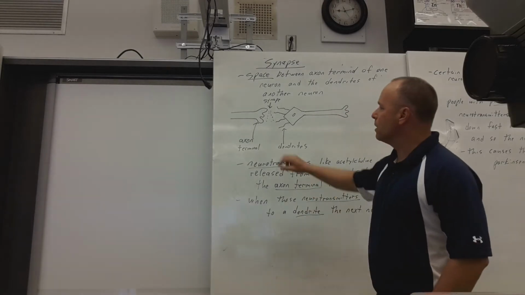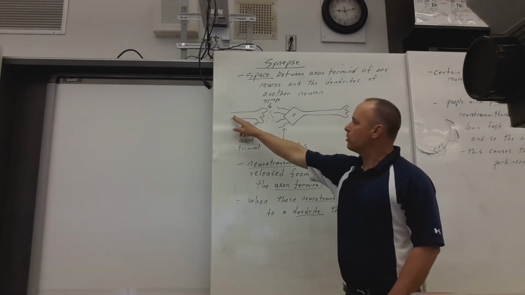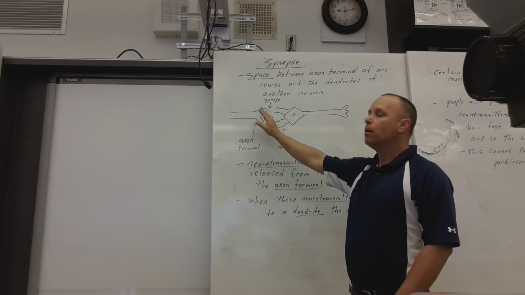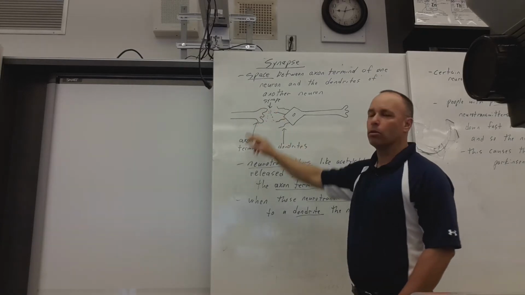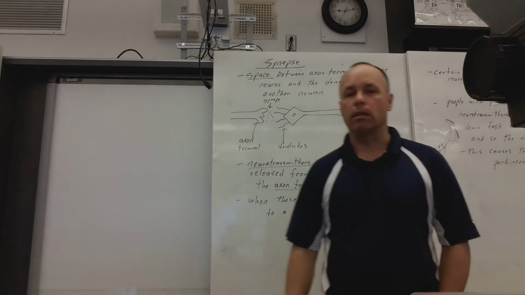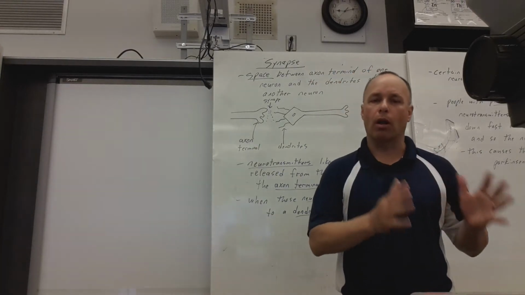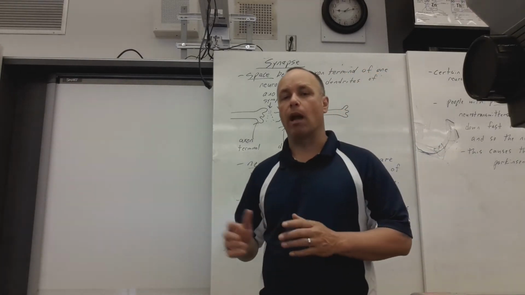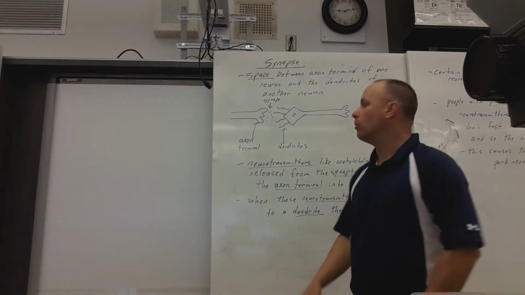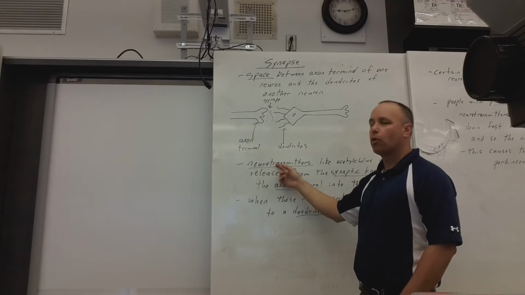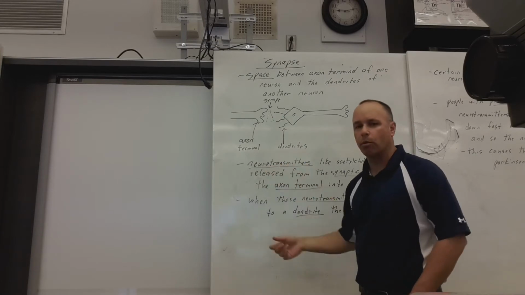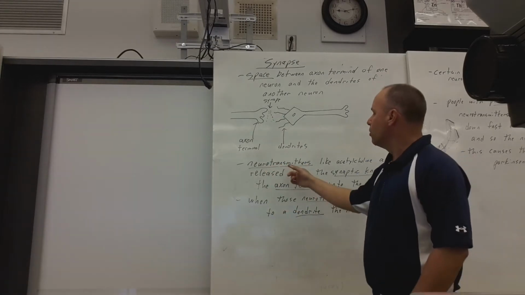But what happens is, when the electricity comes down to the end of the axon terminal, the electricity causes chemicals to be released from these synaptic knobs into the synapse. So our nervous system is part electrical and part chemical. They call that electrochemical. These chemicals in the synapse are called neurotransmitters. Neuro refers to the brain or nervous system.